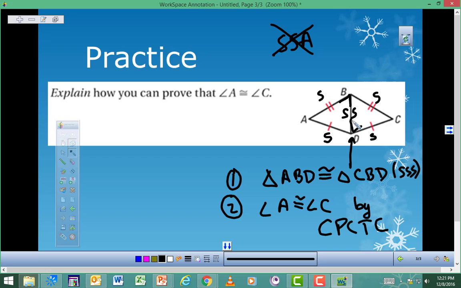And in fact, we could say this angle right here is congruent to this one over here, because all six parts now are congruent. So this is a typical first step. Prove that the triangles are congruent by using a shortcut method. And then the second part, use CPCTC.